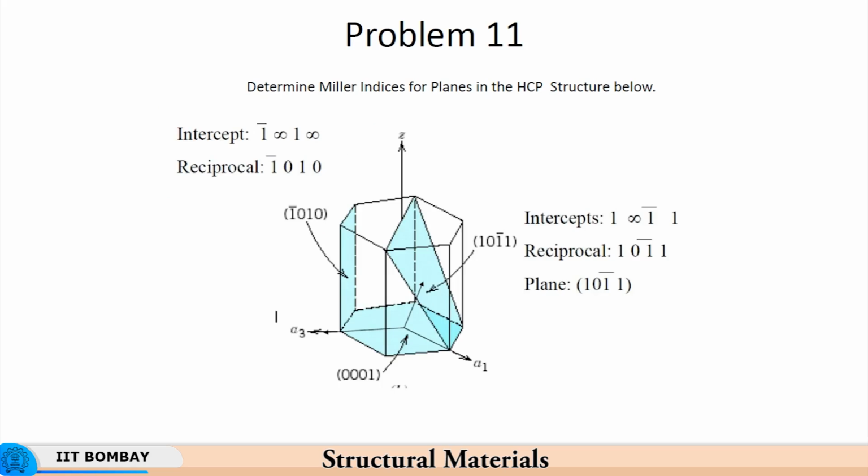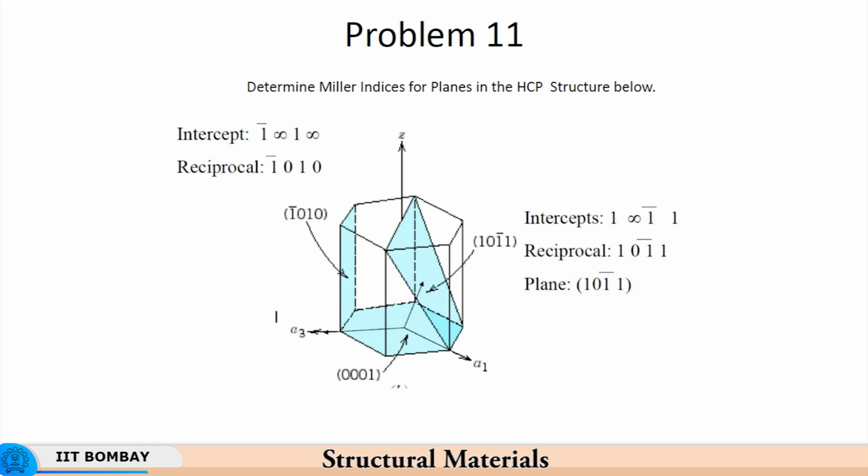Now, we come to the Miller indices for hexagonal close packed structures. The Miller indices are not represented as 3, but they are represented as 4 coordinates. So, one is A1, A2 and A3. The 3 axes are there, each at 120 degrees. But then the procedure for determining the Miller indices is the same.